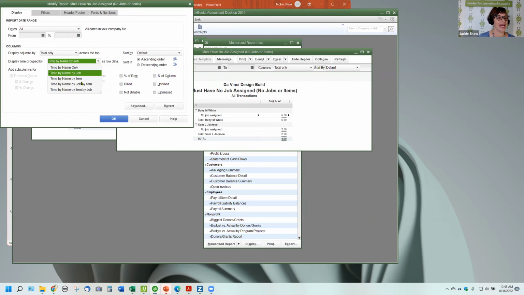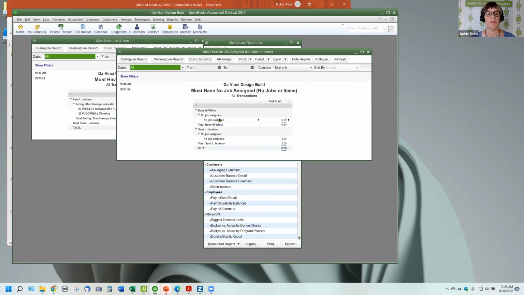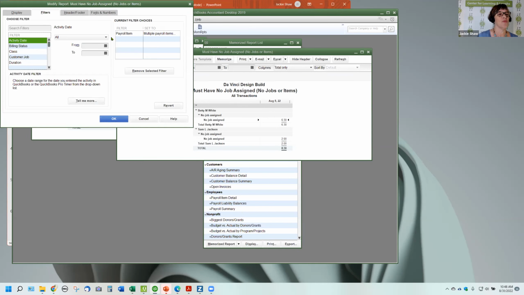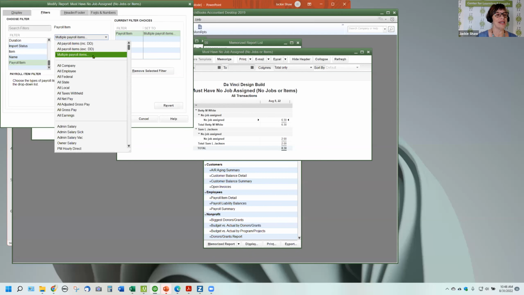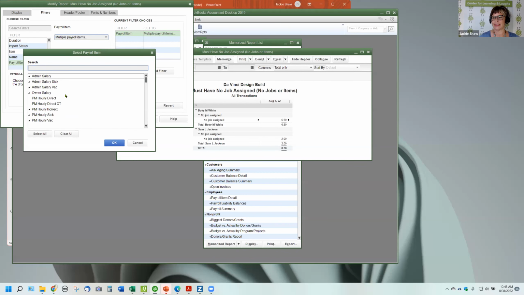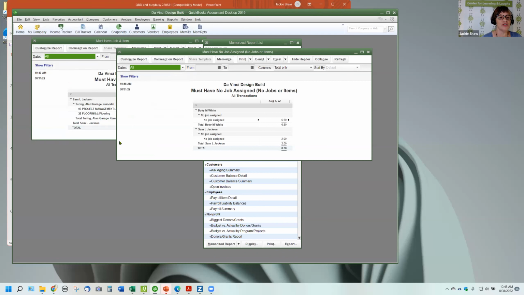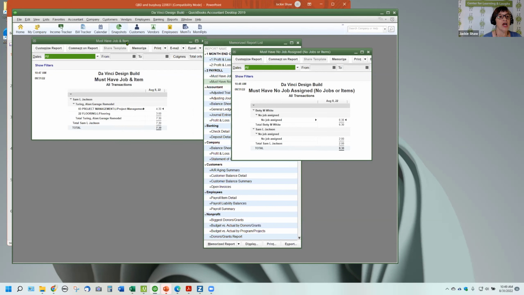And again, I could add items. This report must say no job assigned, no job assigned. This report is filtered for payroll items that are non-billable payroll items. The payroll items that are selected for this report is everything except for what's mapping to COGS. And then the other report is only the direct payroll items, only those payroll items mapped to COGS, okay?